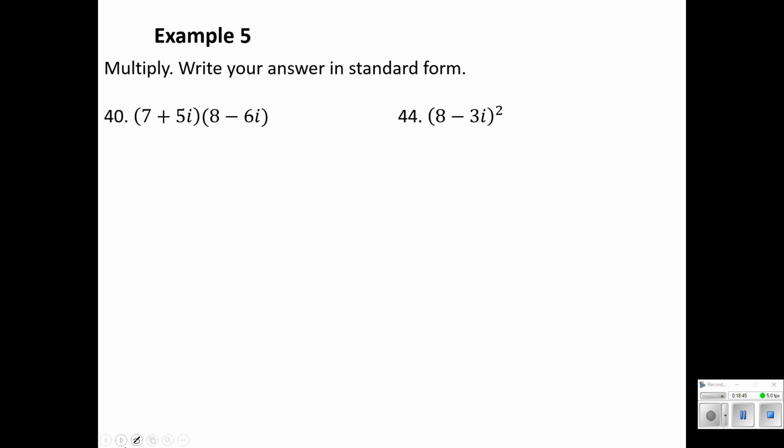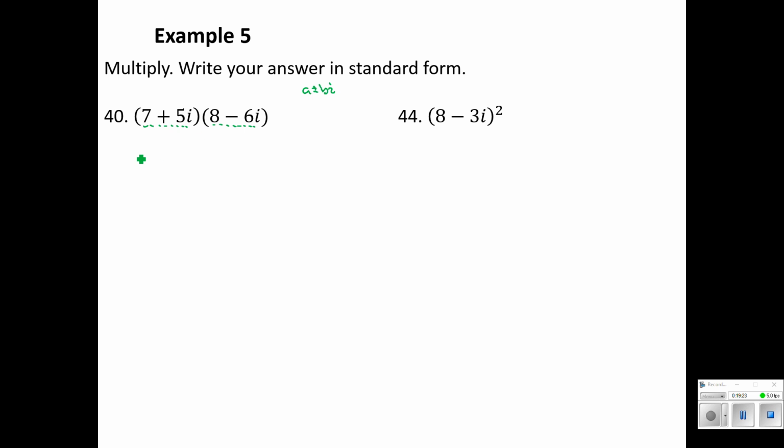All right, example 5. Now we're multiplying, and just like before, if we took a number times a number, we should end up with a number for a result. So we don't want to see anything resembling a function here. We want a nice number that's following our a plus or minus bi format, a complex number as an answer. Now, even though these are not expressions, they're numbers, we can certainly treat them as expressions.